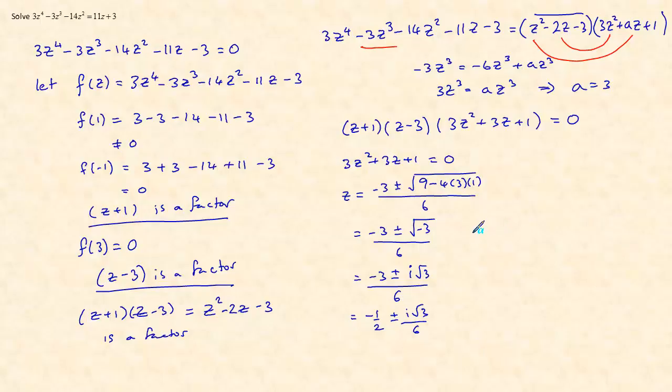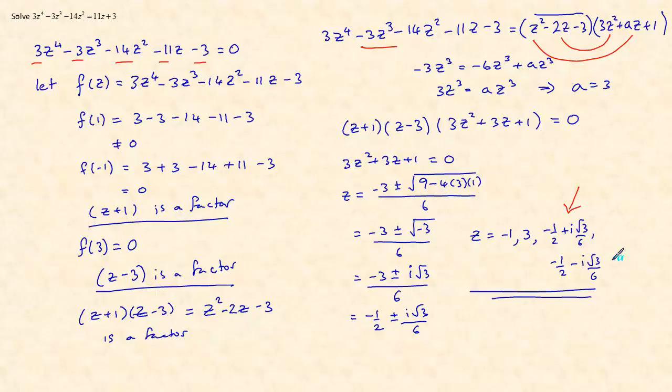So our solutions are negative 1, 3, negative a half plus i root 3 over 6, and negative a half take away i root 3 over 6. And once again, note that we started off with real coefficients, and where we have a complex root, we also have its conjugate.